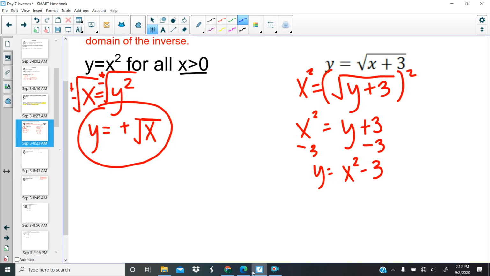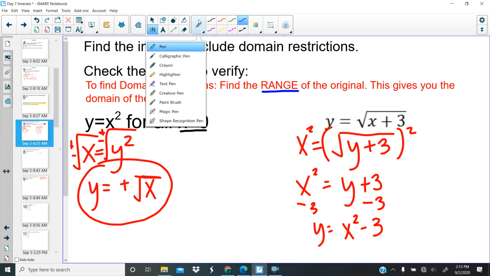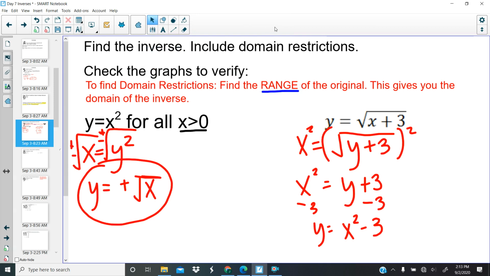And I believe I put on here, to find domain restrictions, you find the range of the original, and then that's going to give you the domain of the inverse. So if you guys remember range from Math 3, that was just talking about all of the possible y values. So it's going to be the lowest point to the highest point on the graph. So from lowest to highest points.